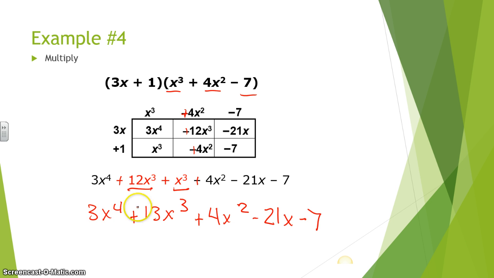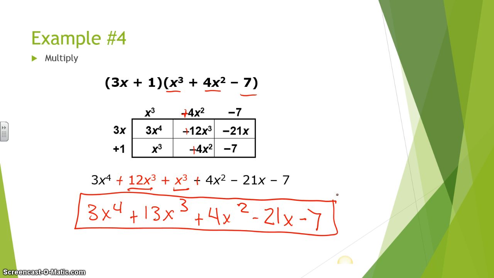We cannot combine any more like terms, even though most of these values, constants, have x's. Notice how they all have different exponents. So this 3x to the fourth plus 13x to the third plus 4x squared minus 21x minus 7, that will be my final answer for example 4 there.